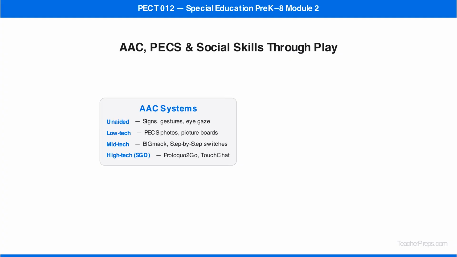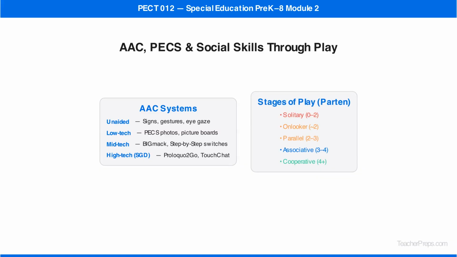Children who are not yet using words need augmentative and alternative communication systems, or AAC. Low-tech AAC includes picture boards, communication books, and PECS, the Picture Exchange Communication System. PECS is a 6-phase system that teaches children to initiate communication by exchanging a picture for a desired item, starting with simple exchanges and building toward making comments and using sentence strips. High-tech AAC includes speech-generating devices and tablet apps like PreK.